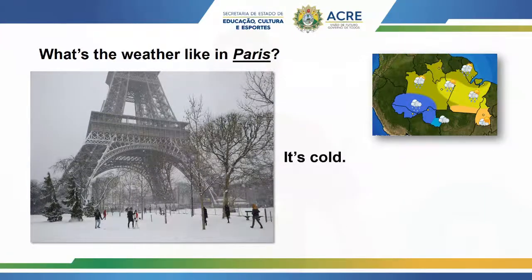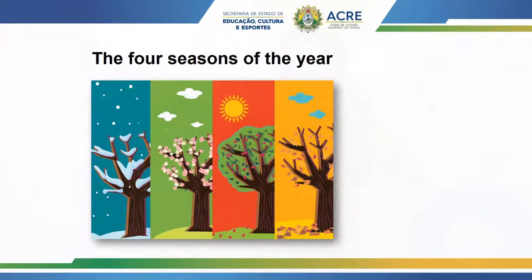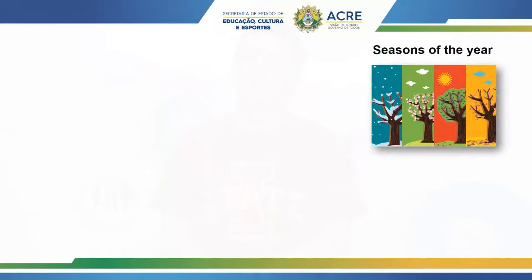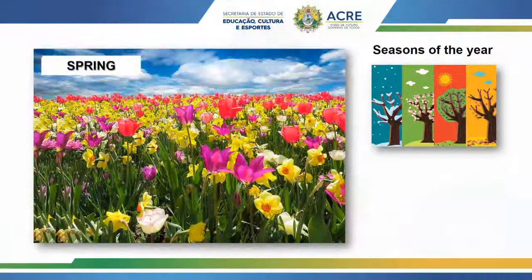Right. So now that we finish talking about the weather, let's start the second topic. Let's talk about the seasons of the year. There are 4 seasons of the year. Do you know them in English? First one, spring. Repeat, spring. That's a really beautiful season with a lot of flowers, very colorful.